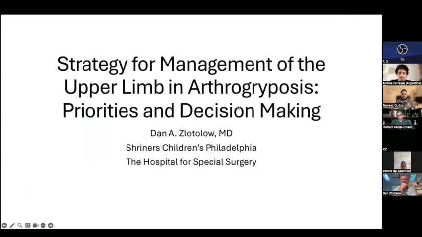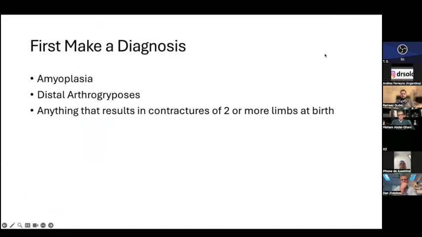So we're going to talk about priorities and how you make decisions about these kids with arthrogryposis. And the first thing really is to make a diagnosis. Apologies for my dog. The first thing is to make a diagnosis.